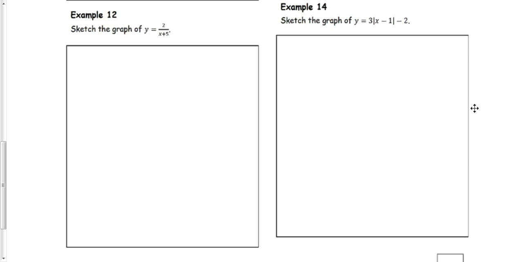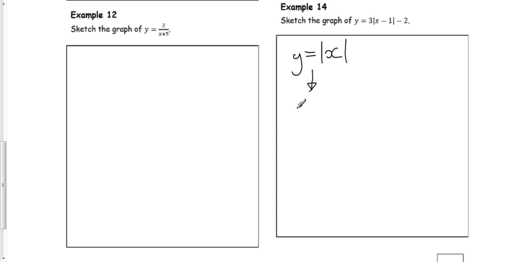C3. Transforming graphs of functions. Example 14. Sketch the graph of y equals 3 mod x minus 1, take 2. Well, I'm going to start with the graph of y equals mod x, so I know what that one looks like, and then transform it 3 different ways.